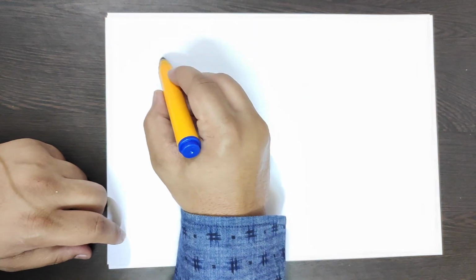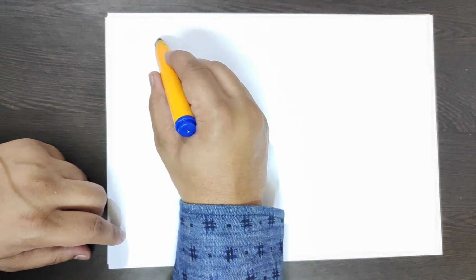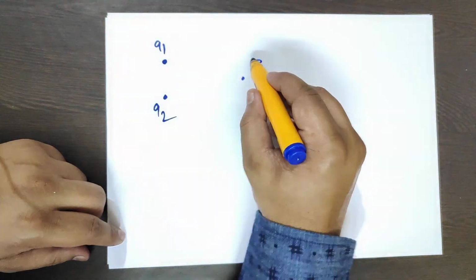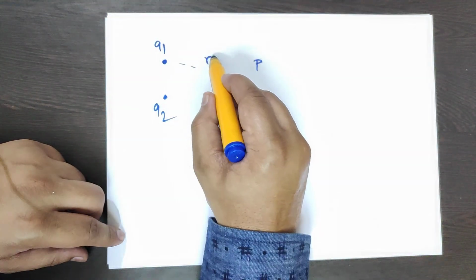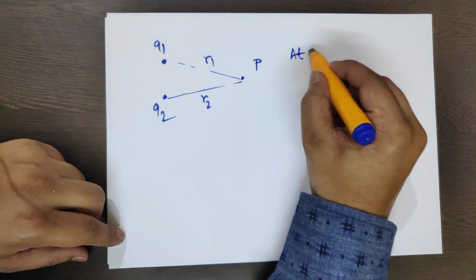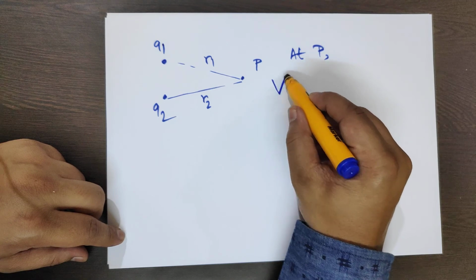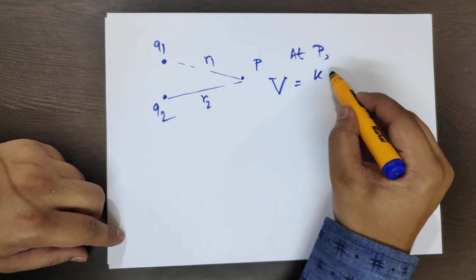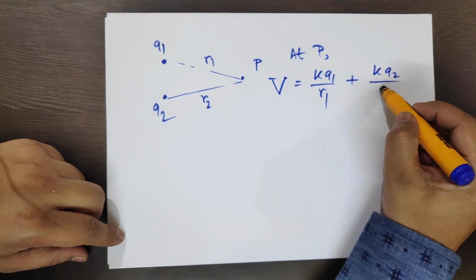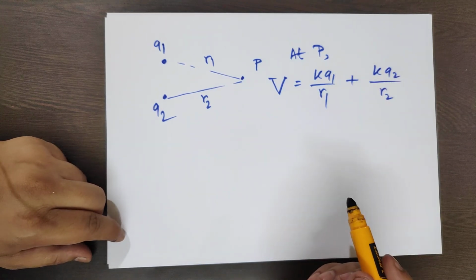So, determining potential at a point, say this point, with charges Q1 and Q2. So, this point P is at distances R1 and R2 from the charges. So, at P the potential is equal to KQ1 by R1 plus KQ2 by R2. Okay.